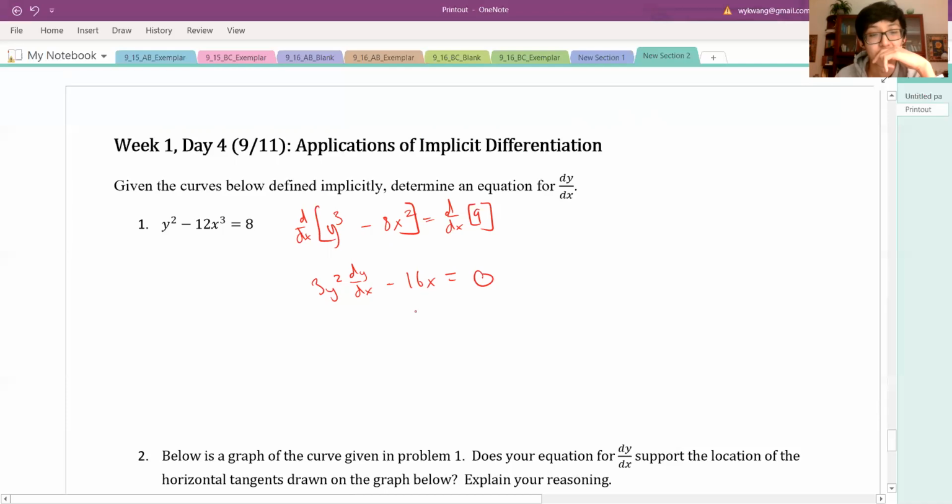So then we move 16x to the other side: 3y squared dy over dx is equal to 16x. dy over dx is then equal to 16x over 3y squared. I don't really think that simplifies into anything, so we can just leave it like that.